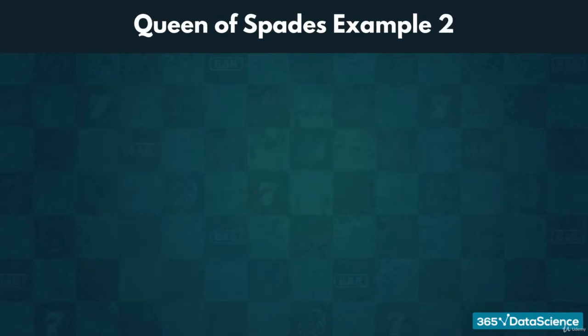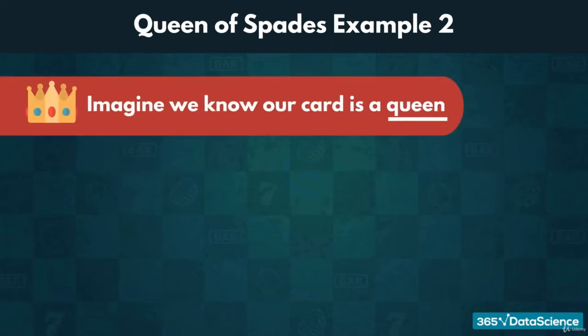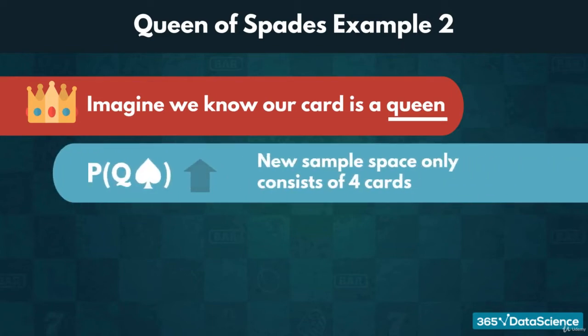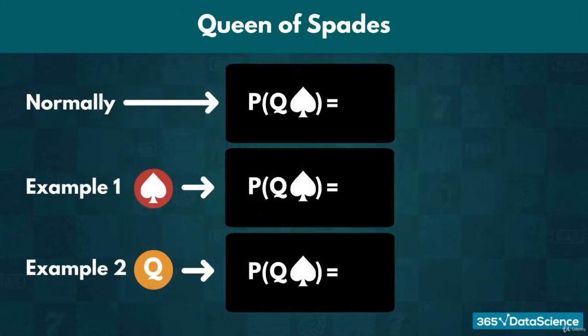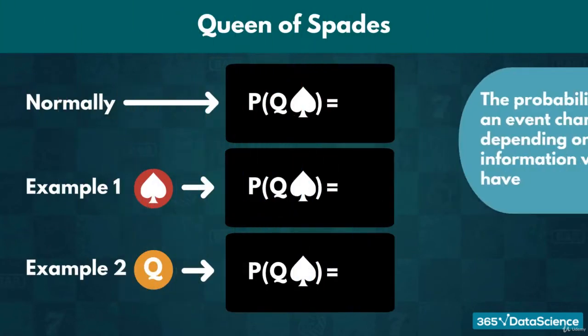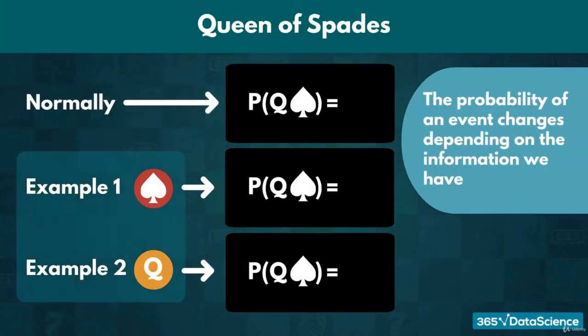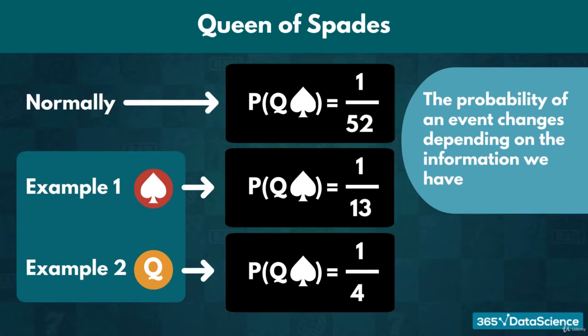Okay, now imagine a different scenario. Instead of a spade, we know our card is a queen. So the sample space only consists of 4 cards. Therefore, the probability of drawing the Queen of Spades becomes 1 over 4. With this example, you could clearly see how the probability of an event changes depending on the information we have. This is a very important insight relating to this whole section.